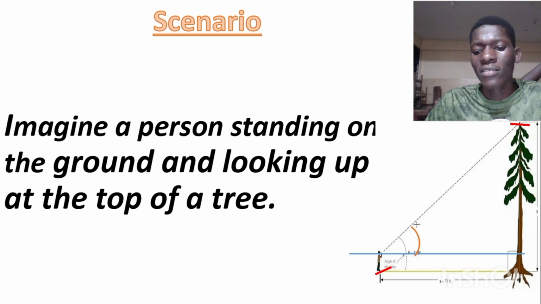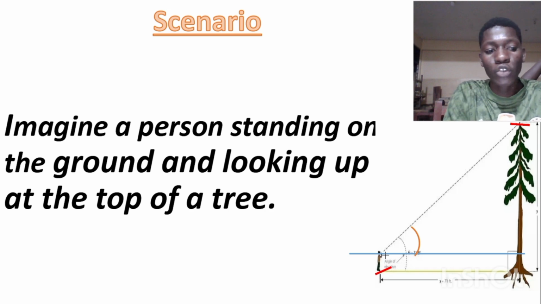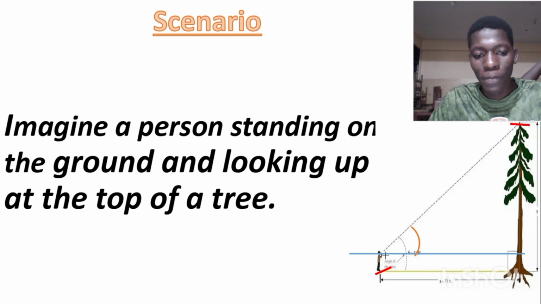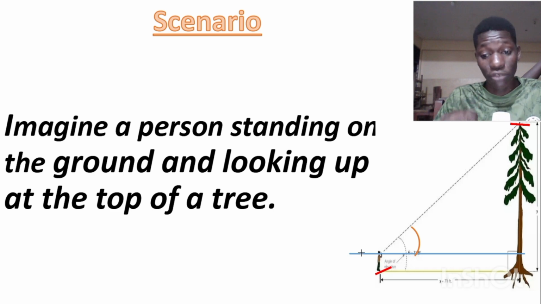The angle that is formed with a line of sight and the horizontal. You see that the horizontal is a straight line that passes through the person's eye. So it's not the line under the person's feet. It's the line that passes through the person's eye, that's what is used to view the tree.